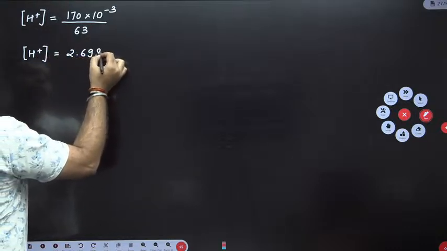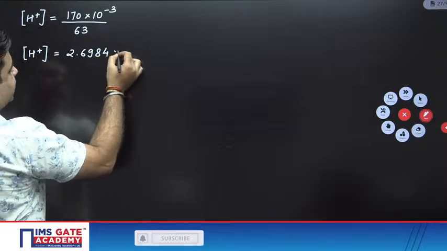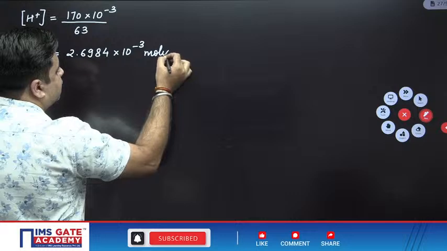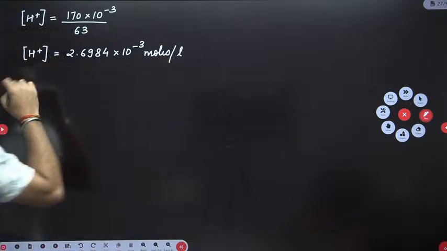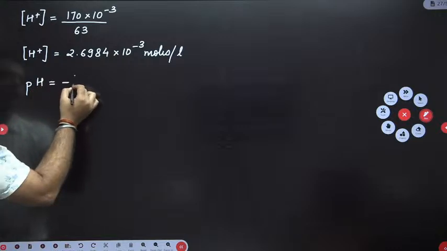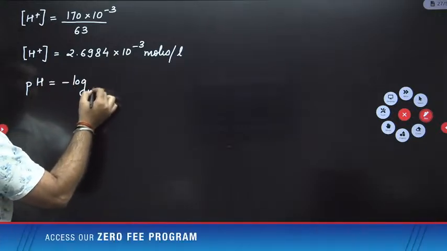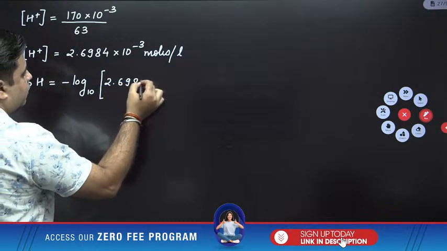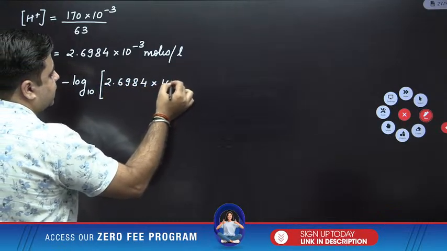2.6984 into 10 raised power minus 3 moles per liter. So this is the H plus ion concentration. Now you can calculate pH. pH is negative log to the base 10 of 2.6984 into 10 raised power minus 3.